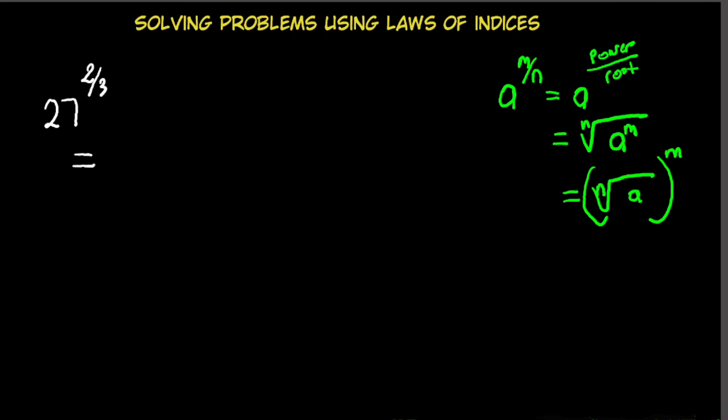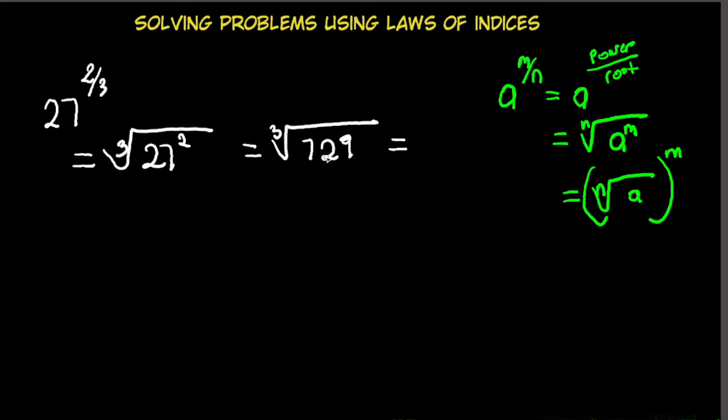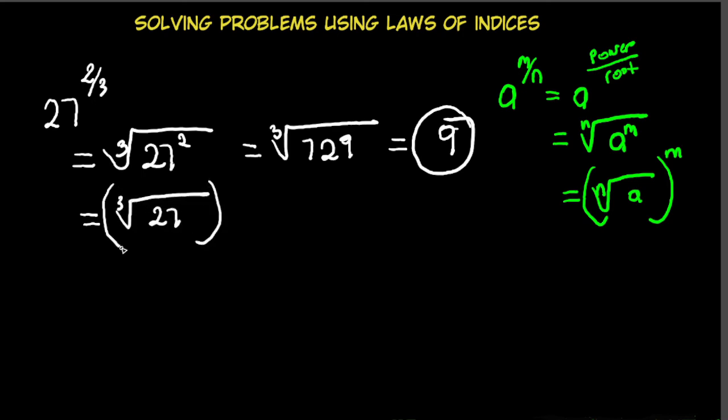So the first, we have the cube root of 27 squared. 27 squared is 729, and the cube root of 729 is 9. Now let's see if we get the same answer. If we have the cube root of 27, then we square our answer. So the cube root of 27 is 3, and 3 squared is 9. Final answer. So either way we work it, it's the same thing.